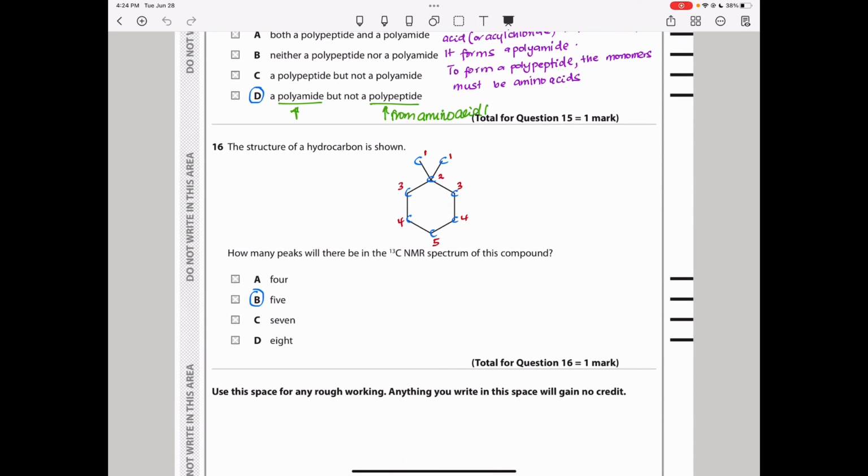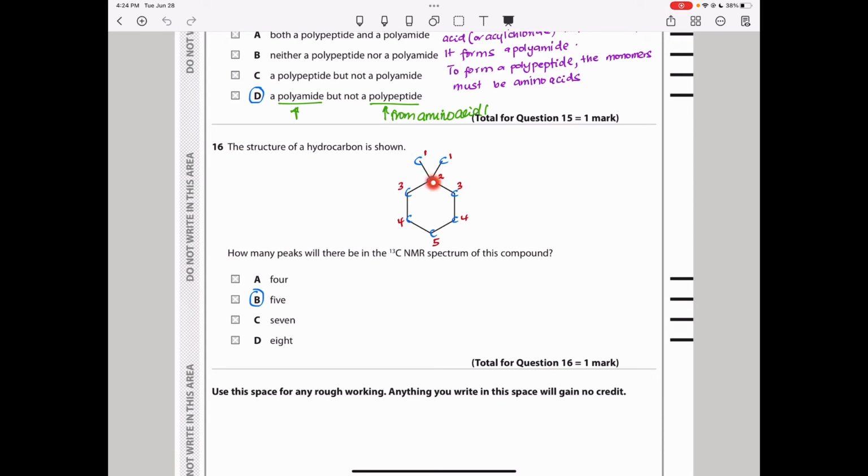So question 16 says, the structure of a hydrocarbon is shown. How many peaks will there be in the carbon-13 NMR? I always advise students to label the carbons because it makes it easier to visualize. If you can see, this carbon and that carbon are identical because their neighborhood is exactly the same. So that and that can be carbon 1.